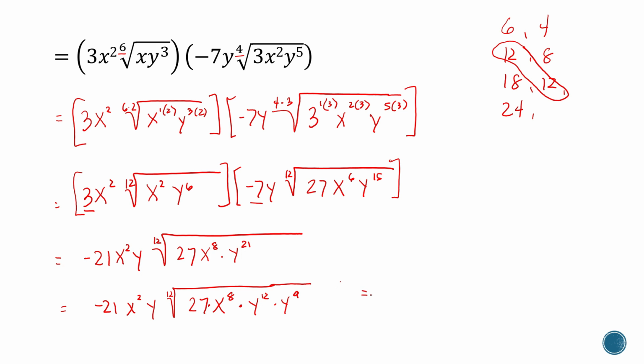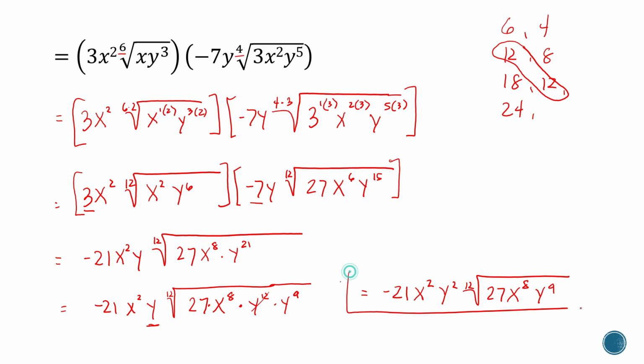So the final answer is going to be negative 21 x squared. So 12th root of y raised to 12 is just y, and there's a y outside. So y times y is equal to y squared. 12th root of 27 x raised to 8, y raised to 9. So that's how we multiply radicals with different indices.